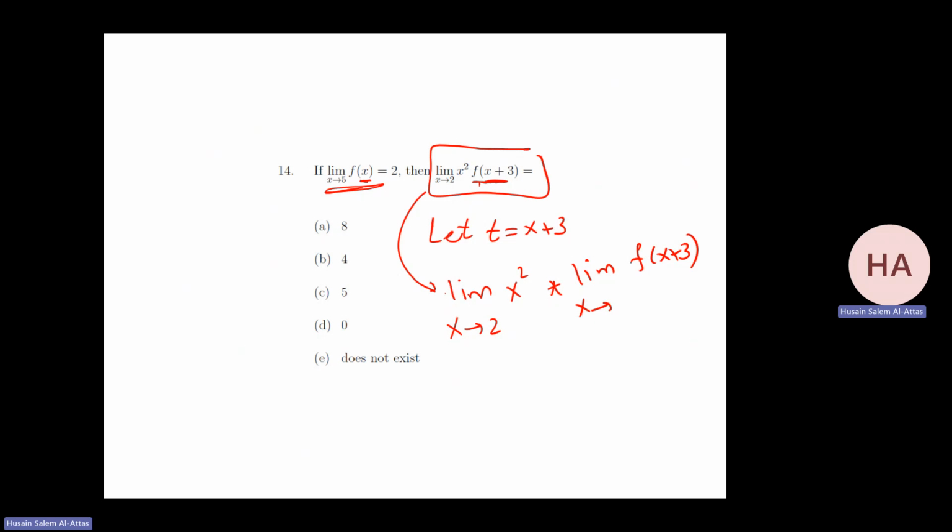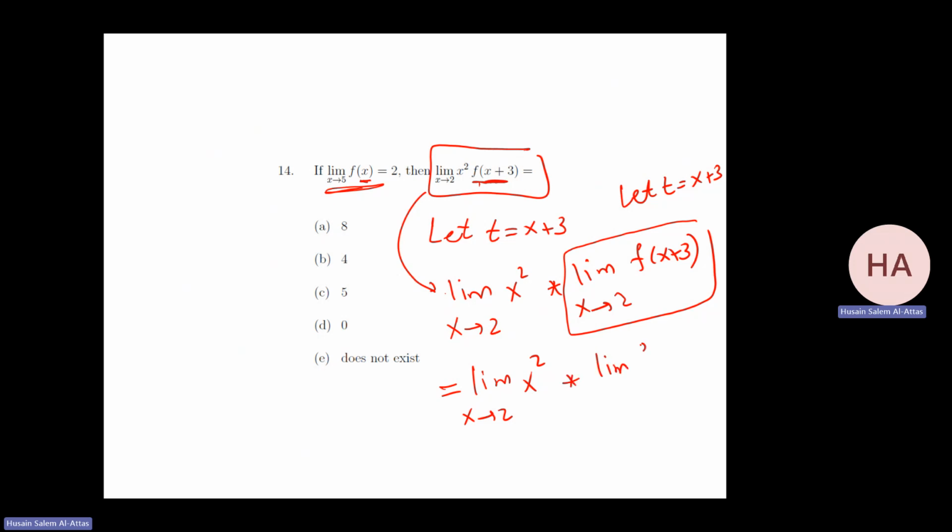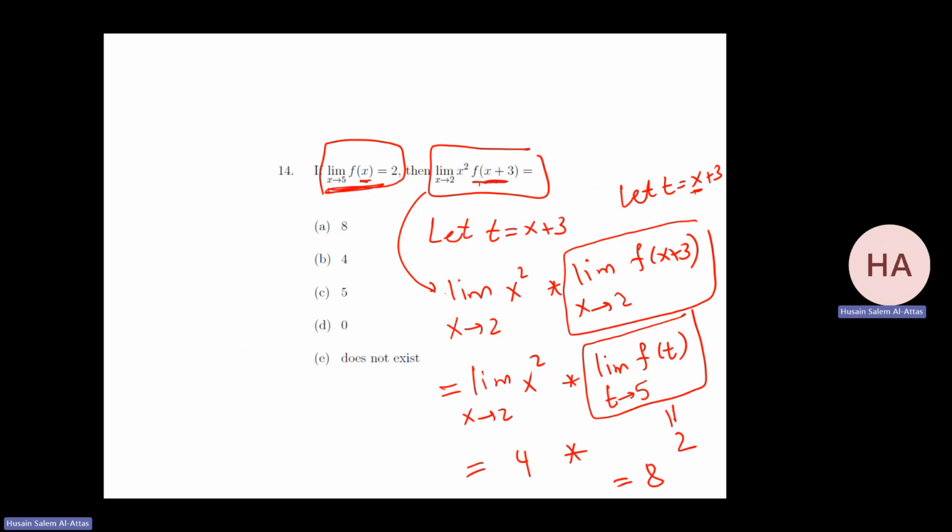You can do the substitution for all, or you can do it for this one, because this is the main change I need. Now this one I leave as is, but for this one I let t equal x plus 3. So what will you get? You will get the limit of f of t. Now if x goes to 2, then t goes to where? It goes to 5, because it will be 2 plus 3. This one is exactly the one which I know is equal to 2. And this limit is 4 times 2, so the answer is 8.